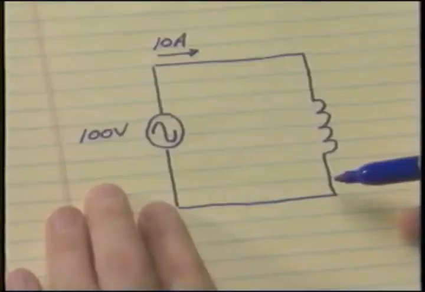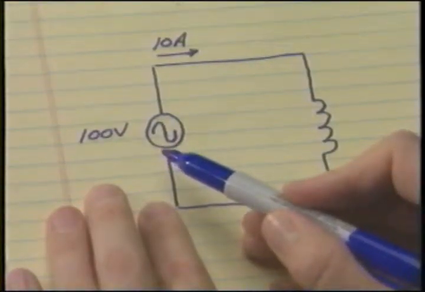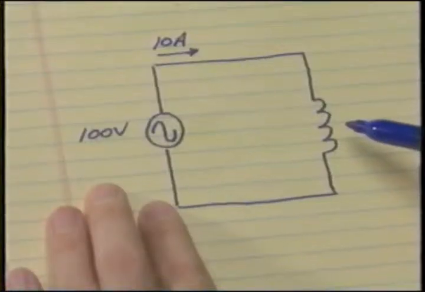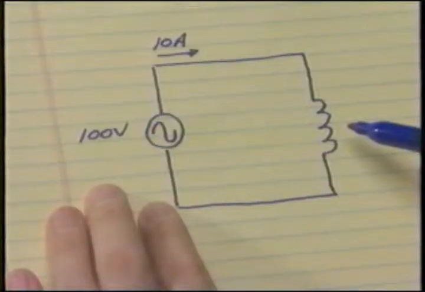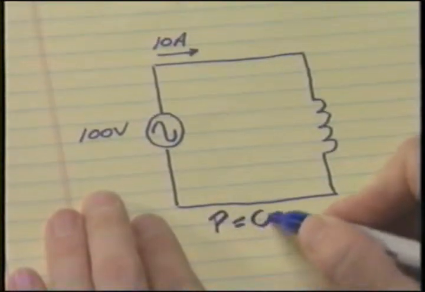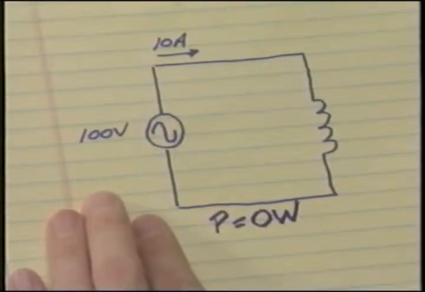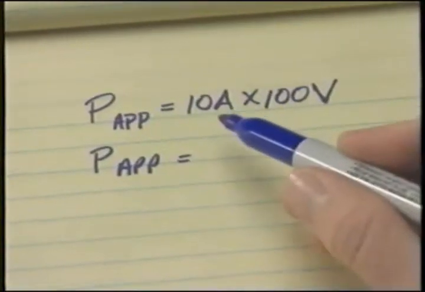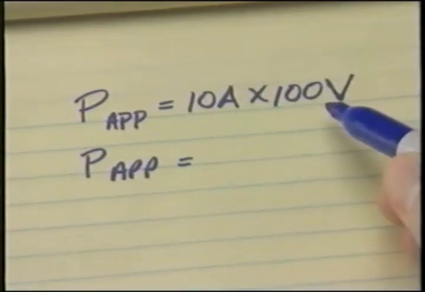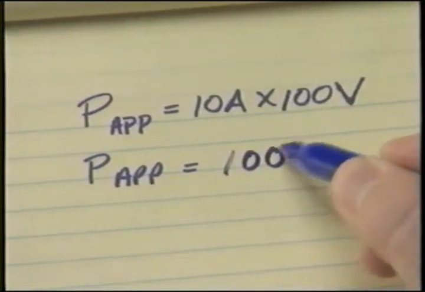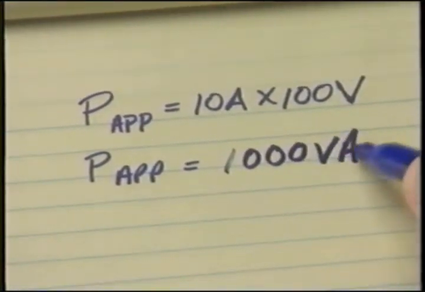Suppose that in this inductive circuit, an applied AC voltage of 100 volts causes a 10 ampere current to flow. Assuming an ideal inductor, that is, one that has no resistance, the true power in this circuit is 0 watts, since the inductor returns the same amount of power to the circuit that it draws from the source. But ignoring the phase difference, the apparent power in the circuit is found by multiplying 10 amps by 100 volts, which would be 1,000 volt amperes. Don't forget that the volt ampere is the base unit of apparent power.